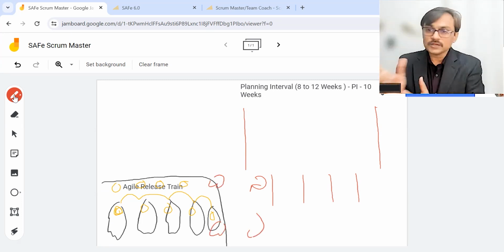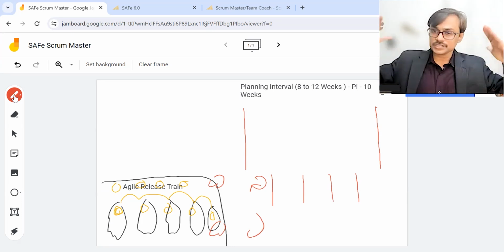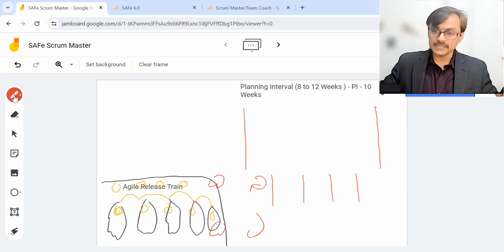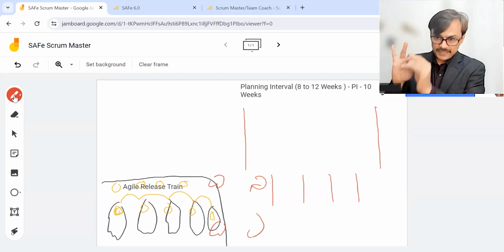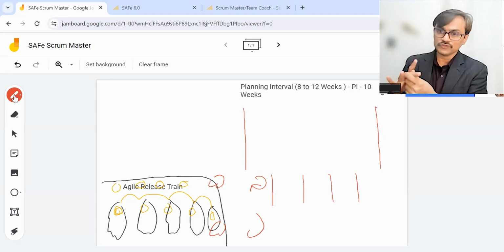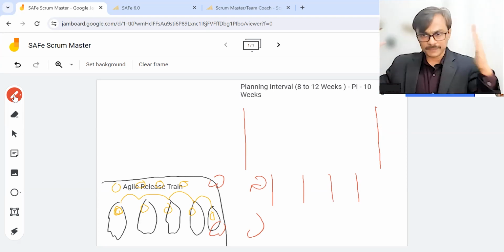And there the role of a Scrum Master will become more critical. But at the same time, the Scrum Master has to play a role at a bigger train level as well as a PI level. So four things we have covered till now: Agile team, Agile Release Train, PI, which is a planning interval, and the fourth one is iteration. So iteration is a subdivision of a big PI.